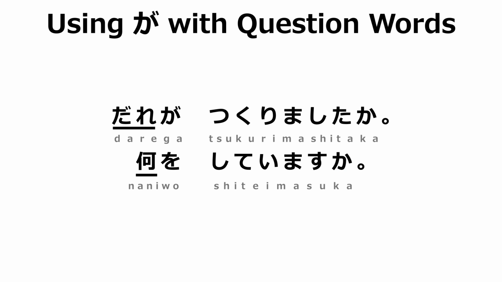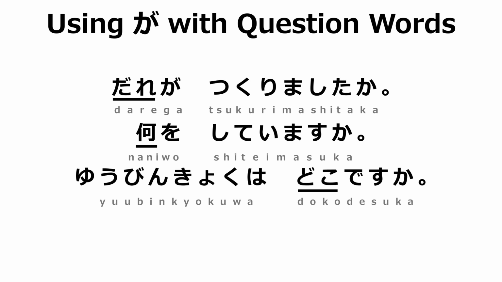Keep in mind, we can use the wa particle to mark the topic of the question, however, like in the following sentence. 郵便局はどこですか. Breaking that down, 郵便局, post office, は, the topic marking particle, どこ, where, then です, the copula or is, and finally, か, the question marking particle. Altogether, we're asking, where is the post office?